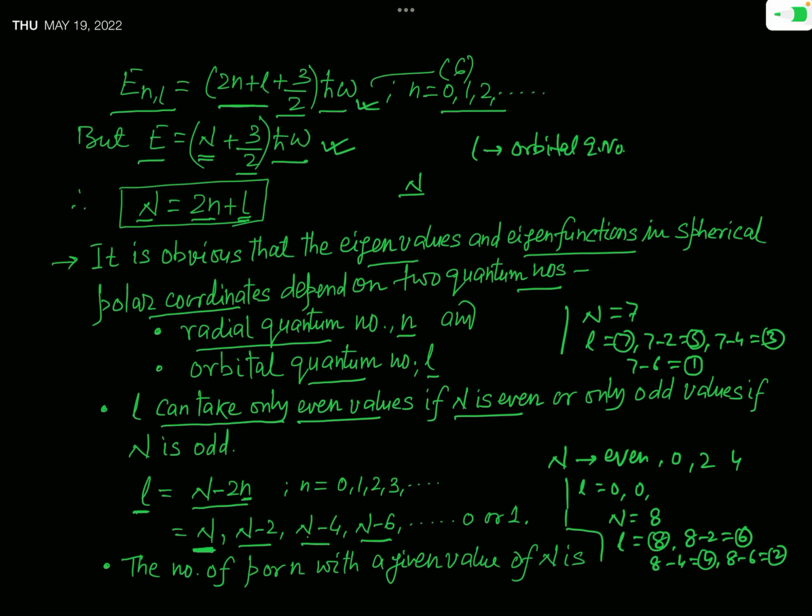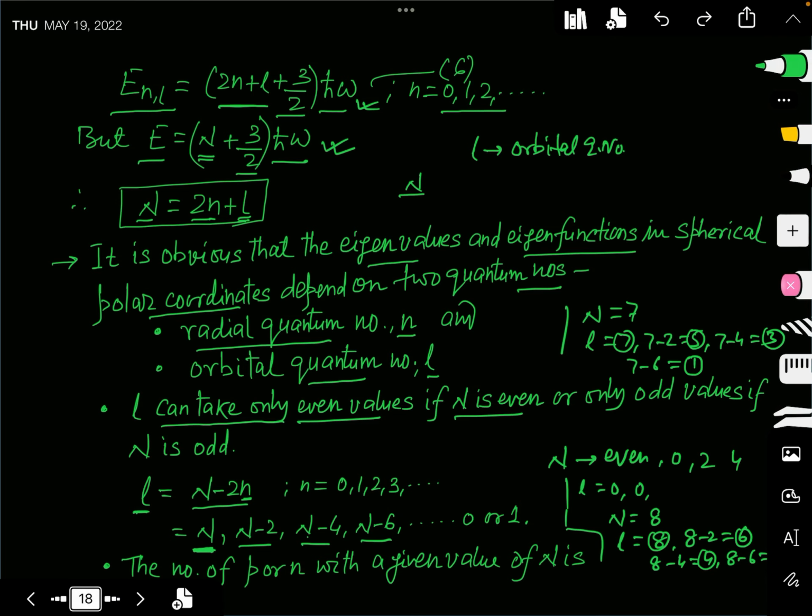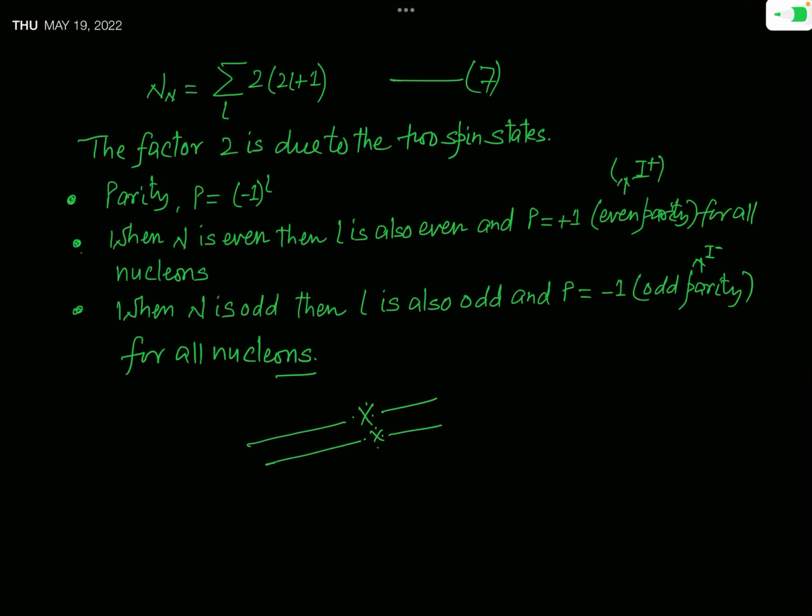Now, the number of protons or neutrons with a given value of n in this case depends on the quantum number small n and quantum number small l, that is the orbital quantum number. And you can find the total number of neutrons or protons by this formula: N_n equal to summation over L of 2 times (2L plus 1). Actually, we will use this formula to get the number of neutrons or protons in the next lecture. But remember it, if you have to find the number of neutrons or protons, you can find this number by using this formula.